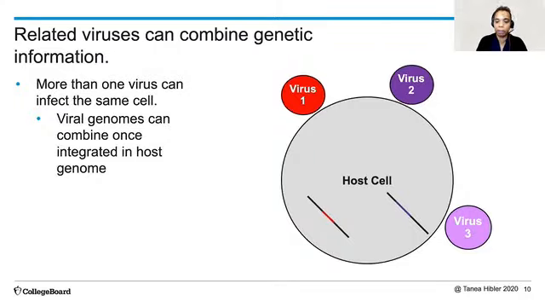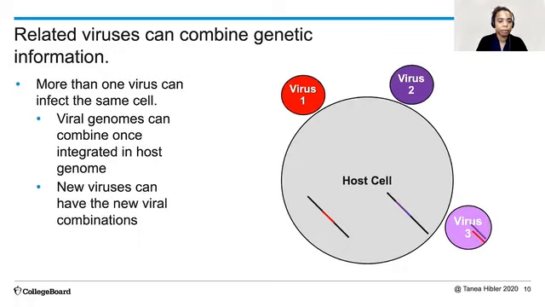host cell. And so when they go to produce more viruses, you can actually produce a virus that's new. It's a combination of virus 1 and virus 2. And we can see here in virus 3 that we have genetic information from both of those viruses. So new viruses can have the new viral combinations.